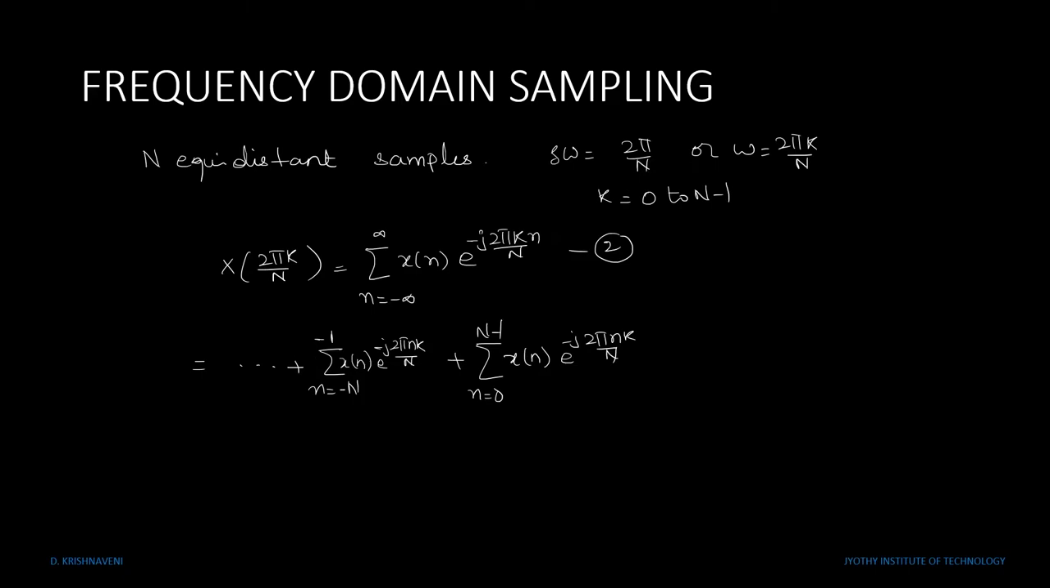Similarly, every summation should contain N terms. The summation ended at N minus 1, so the next summation will start at the next sample, that is N to 2N minus 1, x of n e to the power of minus j 2 pi n k by N. And this goes on. Because n is from minus infinity to infinity, we have an infinite number of summations, each containing N samples.